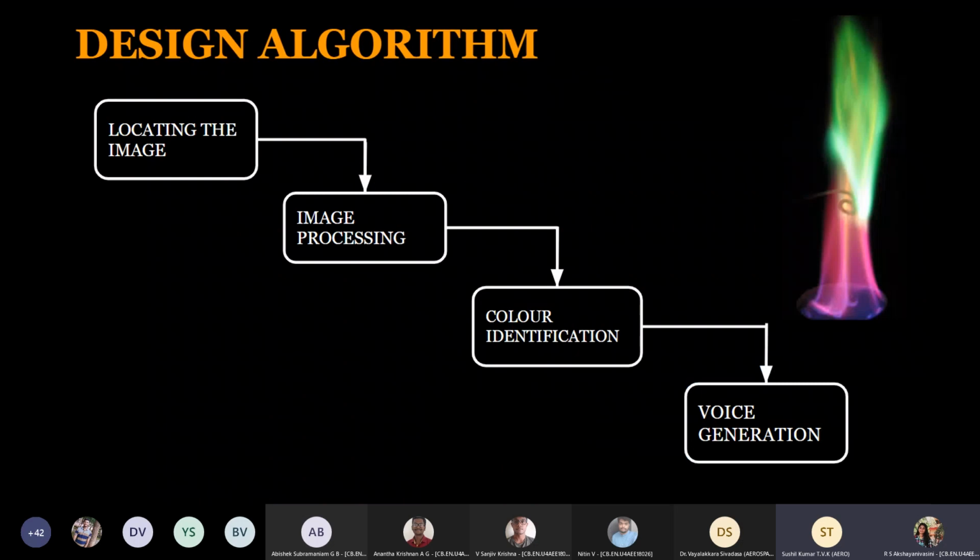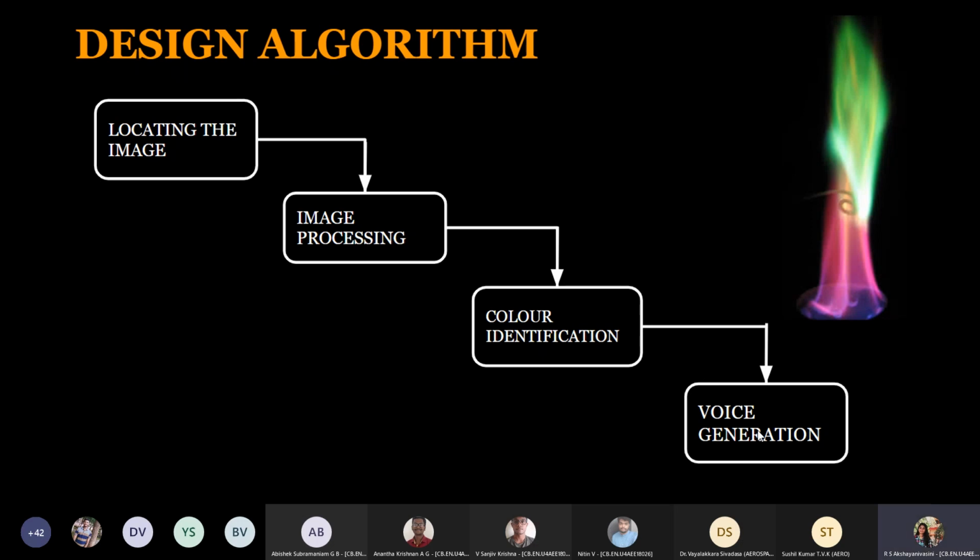Okay. So our design algorithm involves 4 major steps. That is locating the image, and this works more like face recognition. You just have to recognize the flame that is there. Then we have to process the image and identify what color the image is showing. Then we generate a voice.